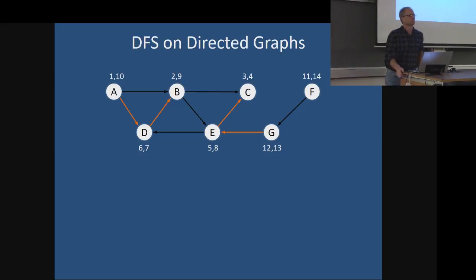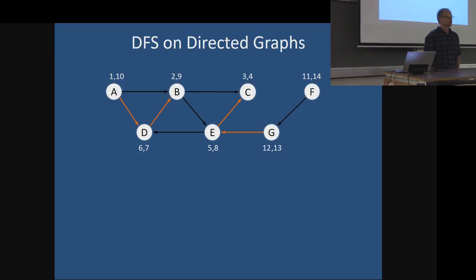Yeah? If there are weights, do you choose the cheapest way to go? No, weights don't matter to depth first search, so you just ignore the weights on the edges.